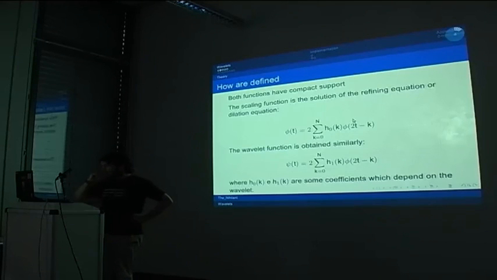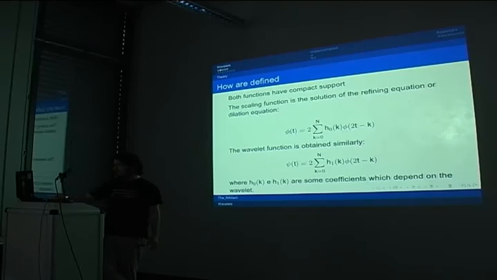And this is how they are defined. Basically, all wavelet functions, by definition, have compact support. That means that except for an interval in which they are allowed to be non-zero, outside the interval they must be zero. This is important. So they are well defined in, if we can say, the time. I mean, they have some value in a given moment of time, and then they are zero.